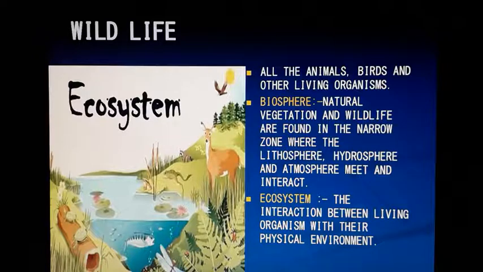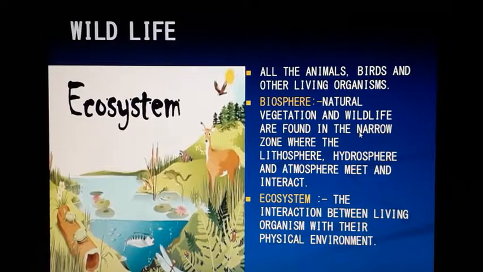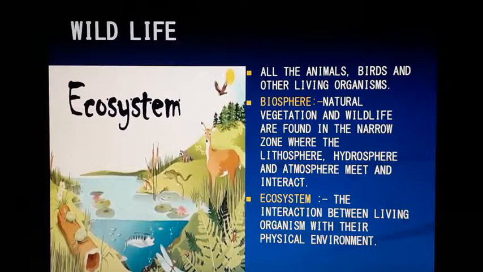Natural vegetation and wildlife, remember both, are found in the narrow zone where the lithosphere, hydrosphere and atmosphere meet and interact, which is called the biosphere. And the interaction between living organisms and their physical environment is called the ecosystem. These are actually necessary terms for the chapter.